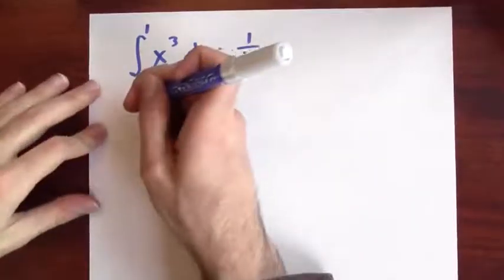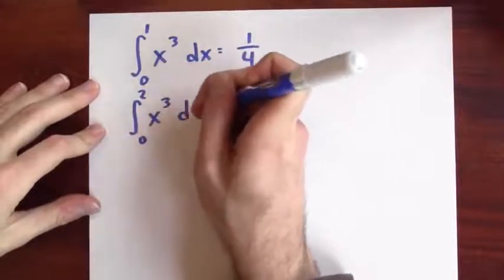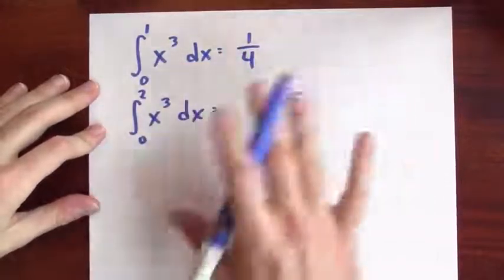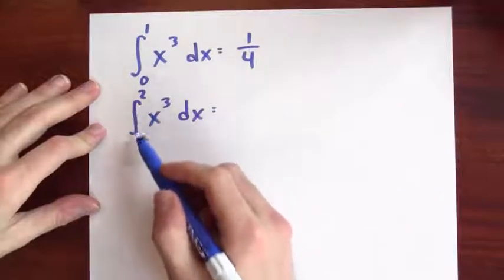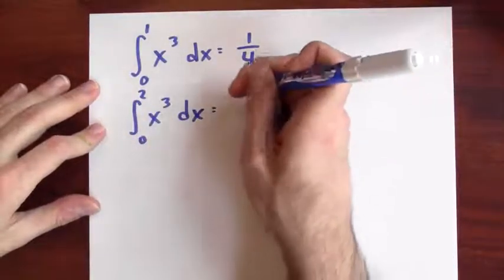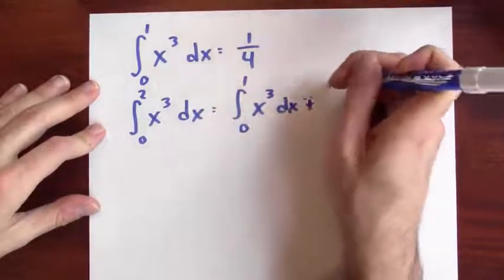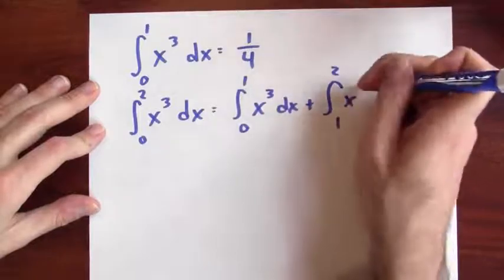Let's say I wanted to integrate over the interval 1 to 2. Well, here's a trick that you could use. So the integral from 0 to 2 of x cubed dx we already calculated, but forget the exact answer. What I want to note here is that this is related to 2 other integrals. Integrating from 0 to 2 of x cubed dx is the same as integrating from 0 to 1 of x cubed dx, and adding to that the integral from 1 to 2.